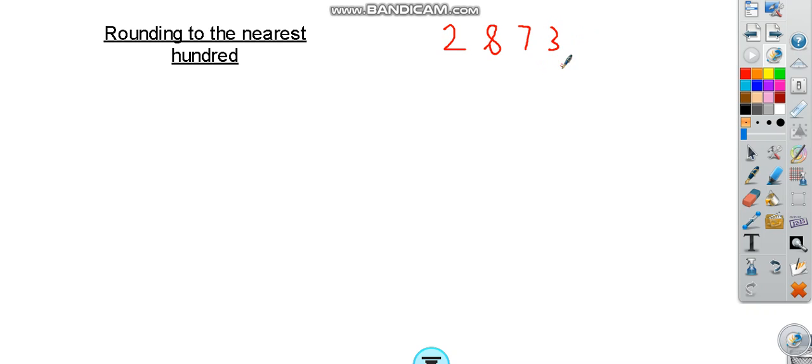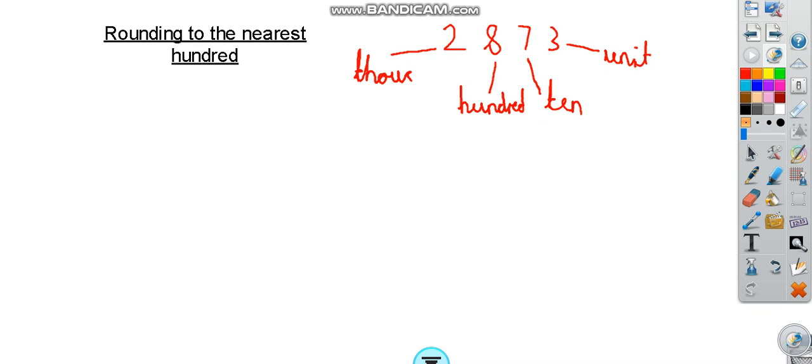Now to find the units, you have to look at the first number. The first number is unit. Second number, 10. Third number is 100, and the last number, 1000. Now we're mainly going to be focusing on the 100 and the tens today.